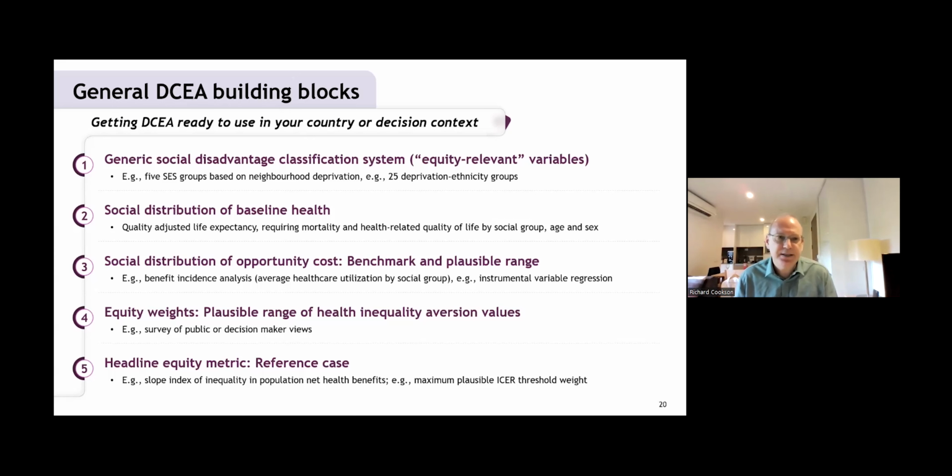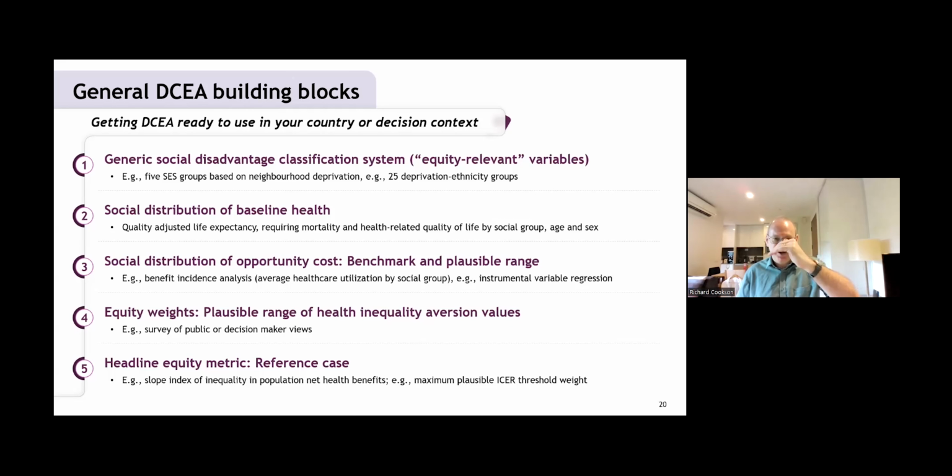Then you need your basic social distribution of baseline health. What is your starting point? How many QALYs are you losing in your worse off group? So drawing that picture. Then you need some estimate of the distribution of opportunity cost. This is very difficult. You need to do fancy instrumental variable regressions and so on to get these numbers. We're doing that in the UK right now, and we're finding a very strange shape.